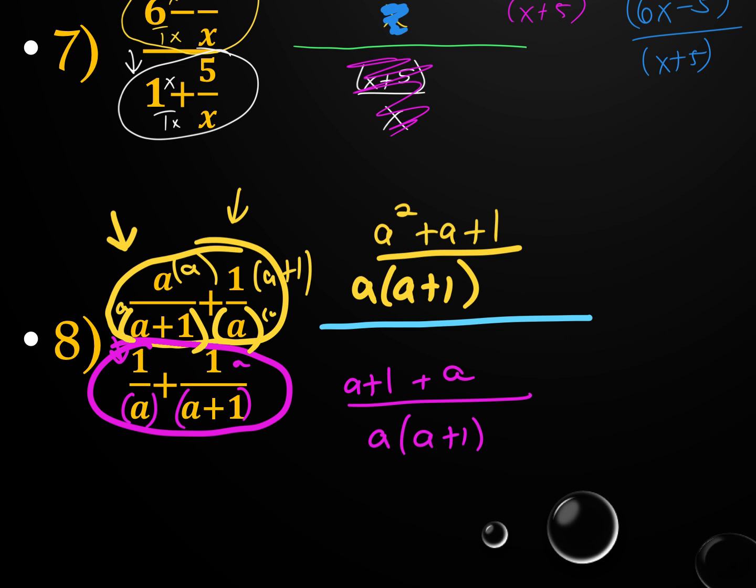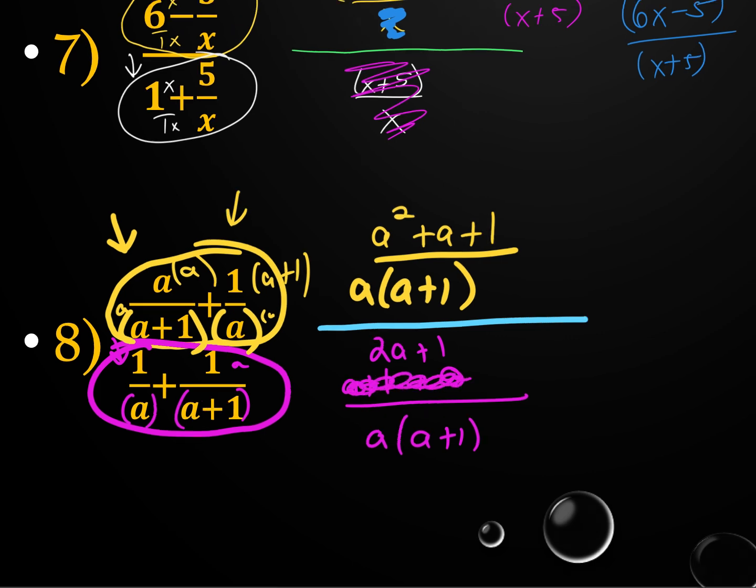Is there any simplification I can do at this point? Look in your numerator. Can you factor that? What are the factors of 1 that will multiply to give you 1 but add to give you 1? If you use 1, 1 plus 1 would give you 2 in the middle. That's not going to factor at all. What about the bottom? Can you simplify anything? What's a plus a? Okay, so this becomes 2a plus 1.